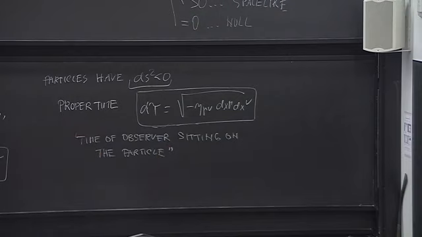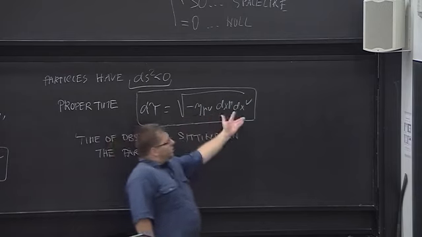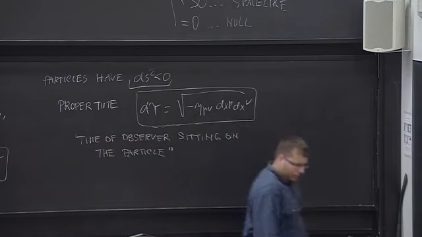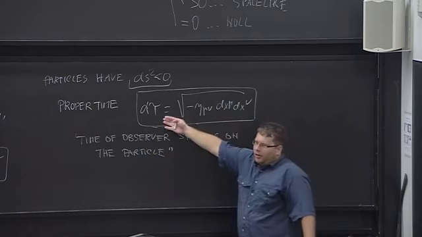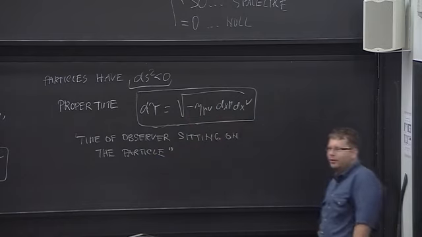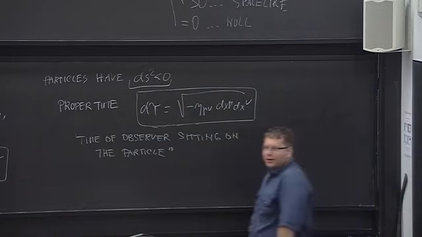And it's guaranteed by this causality or whatever that this thing, eta mu nu dx mu dx nu, is always negative. So that's why I'm putting this minus sign here. It becomes positive. I can take a square root, and I have something nice and real. Okay. Questions so far?